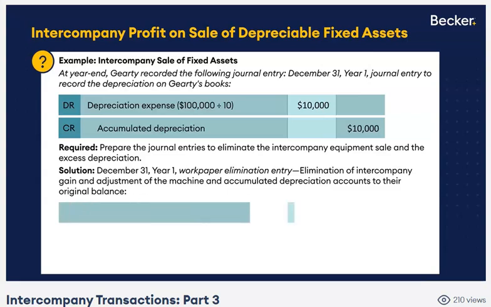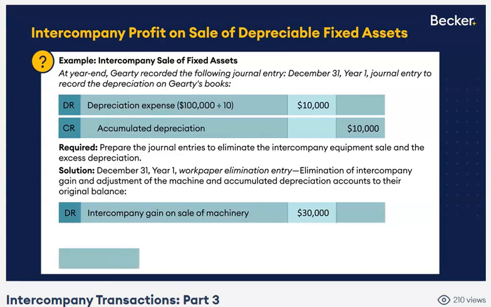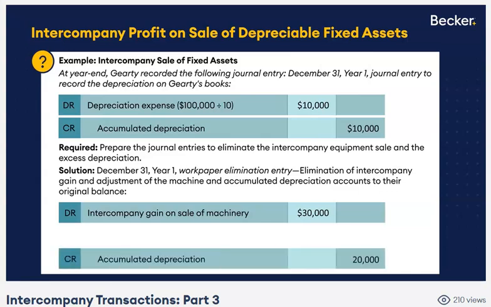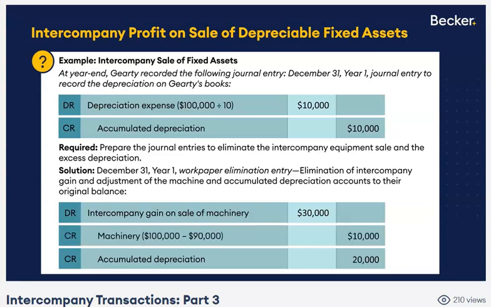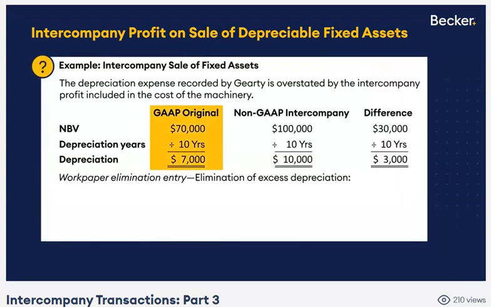Notice here, how do we fix this? Well, we get rid of the intercompany gain on the sale, 30. We reestablish the accumulated depreciation of 20, and then the machinery is at 100, we've got to lower it to 90. So we lower the machinery by $10,000, so it goes from 100 down to 90, and we put back the accumulated depreciation. So 90, the new gross, minus the 20 of accumulated, equals the 70 that we will be showing going forward.